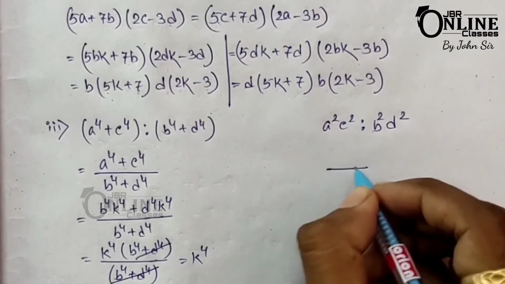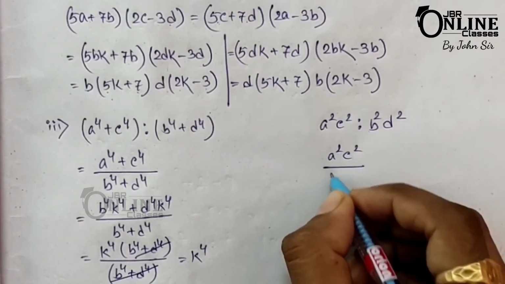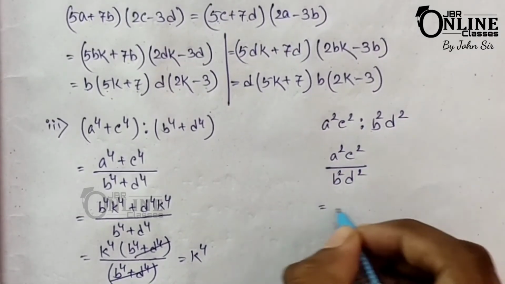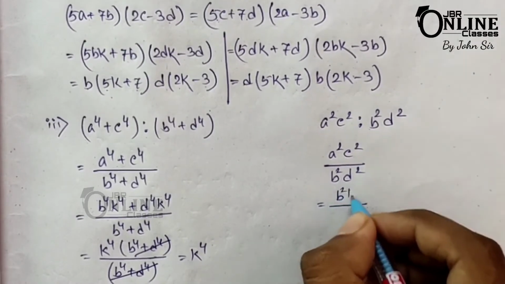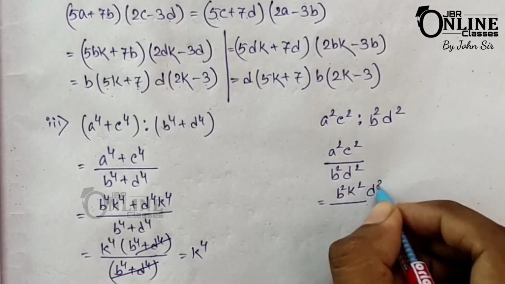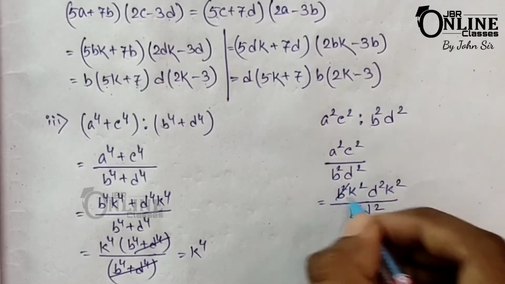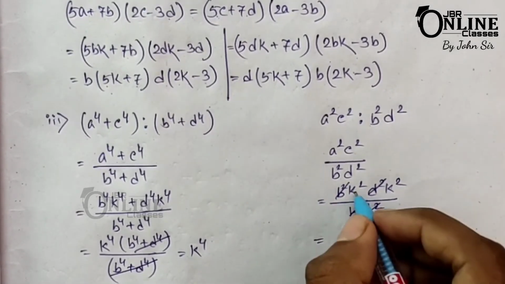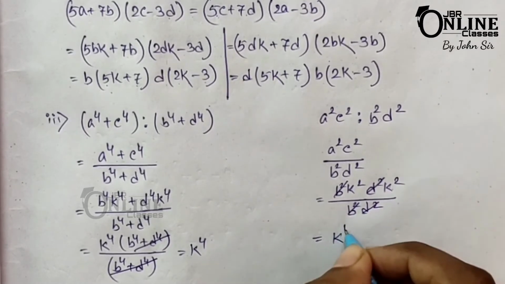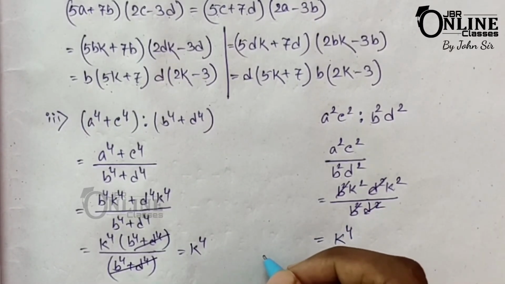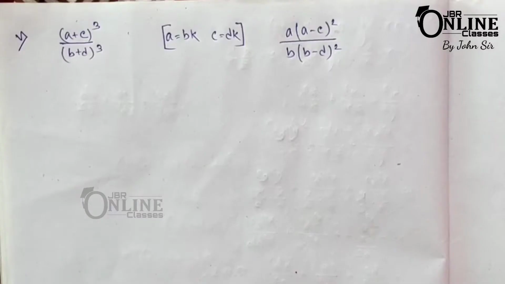Now in the right hand side you can write this way: a square c square by b square d square. Now a square means b square k square, and c square means d square k square. So here also b square d square, so b square cancels out, d square cancels out. Here k square into k square, so it becomes k to the power 4. That means left hand side equals right hand side.